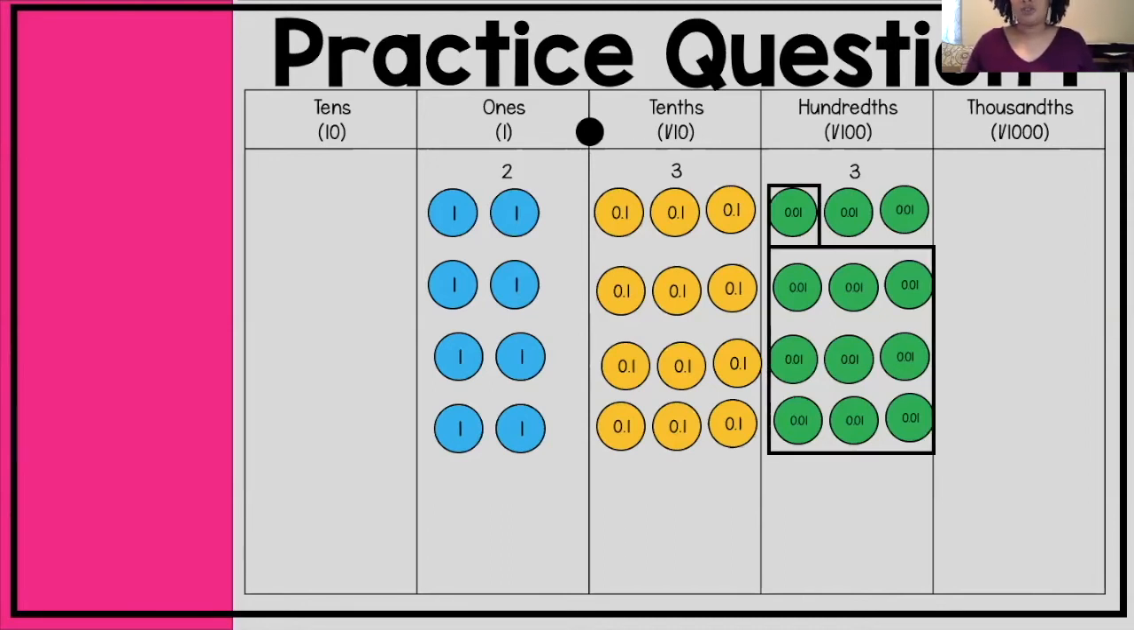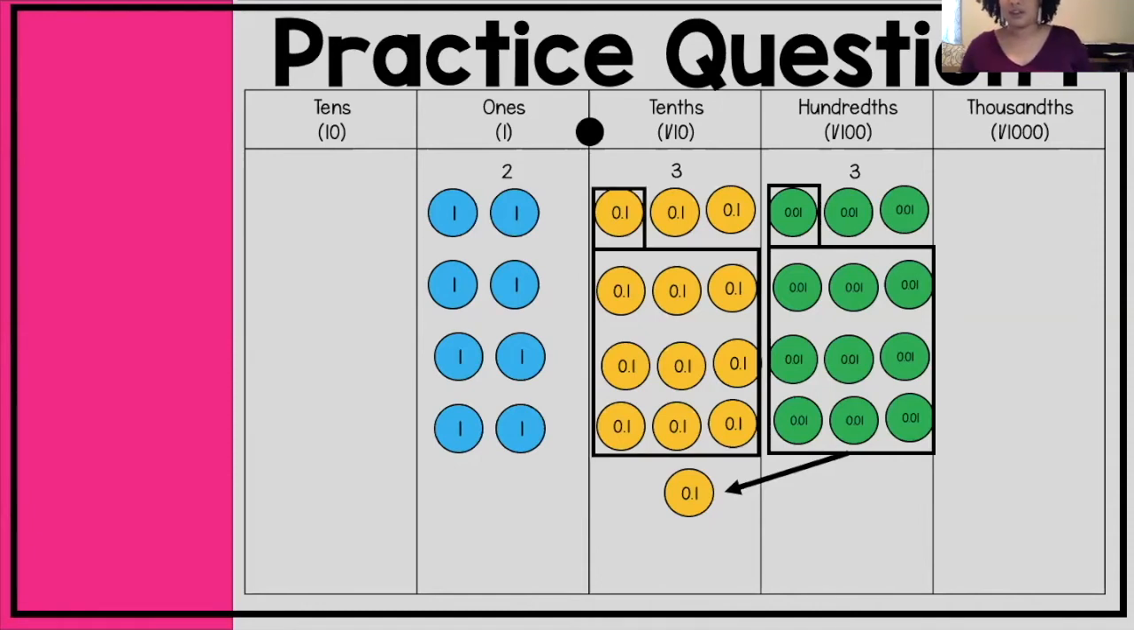Starting in my hundredths place, I have made a group of 10. Now I can rename that group of 10 hundredths as 1/10, because 1/10 is equal to 10 hundredths. Now I'm going to move over to my tenths place to see if I can make a group of 10, or how many groups of 10 I can make. There's one group of 10.